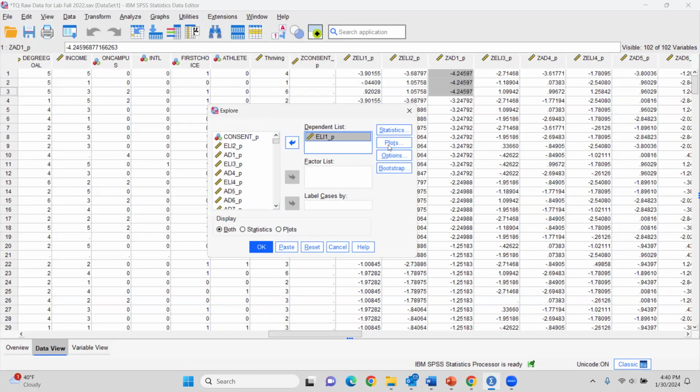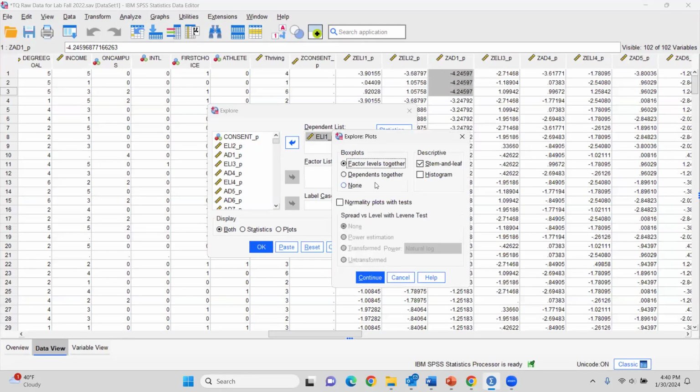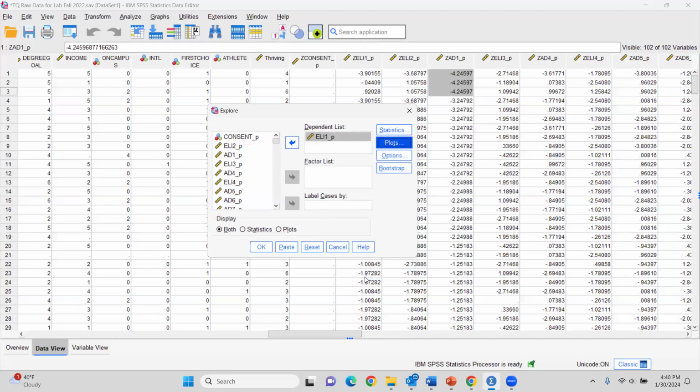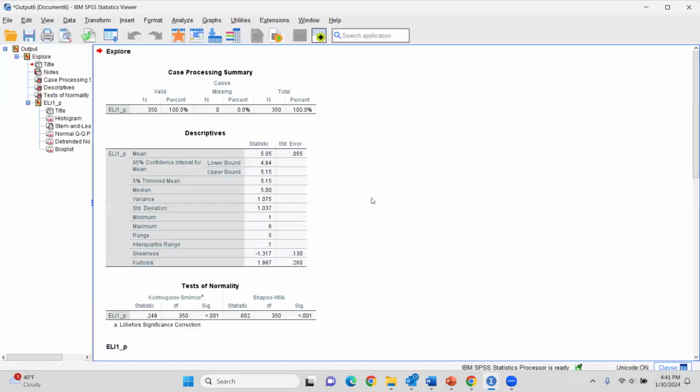Then I want to look at plots. Here, I'd like to check the normality plots with tests. And then, let's see. Also, we want to see the histogram. All right. Okay, so then we're going to hit OK. And this is going to show us a couple of things.